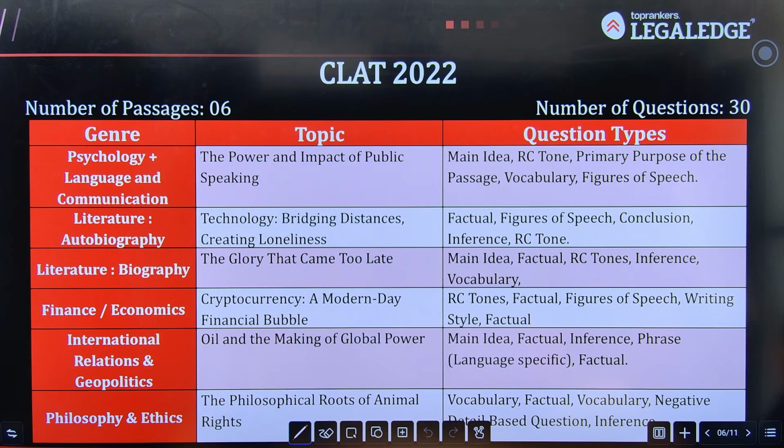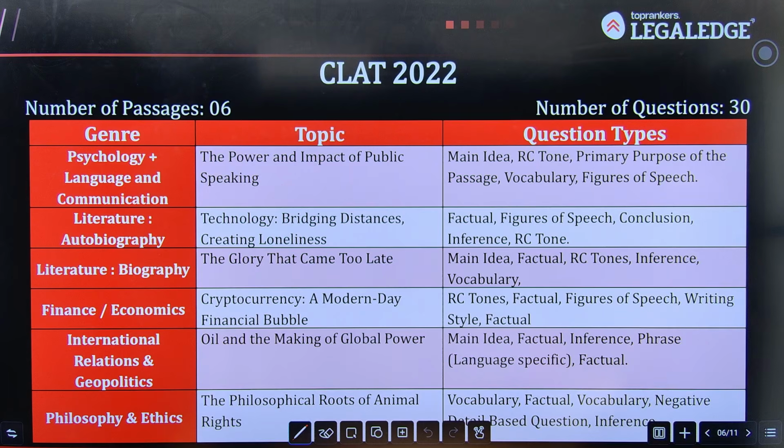question. The last passage in CLAT 2022 was around philosophy and ethics. So the topic of the passage can be the philosophical roots of animal rights. The common question type was around vocabulary. There were two vocabulary based questions and two fact based questions. One was around positive fact and one was around negative detail based question. We also got one question around inferences.